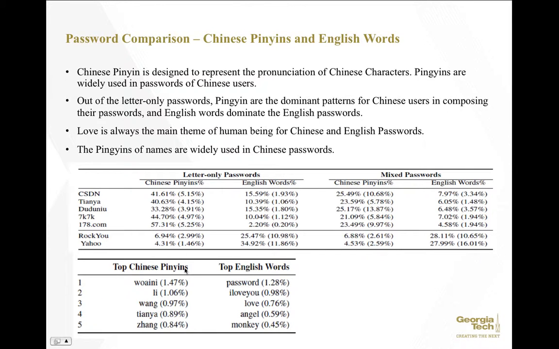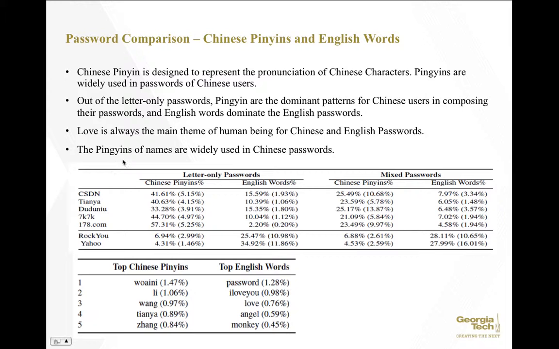Another interesting thing: if we count the top Chinese pinyin and top English words, then we found that love is always the main theme of human beings for Chinese and English passwords. For English, "I love you" is the second one, and the third one is "love", among the top English words. While for Chinese, the first one, 我爱你, has the same meaning as "I love you".